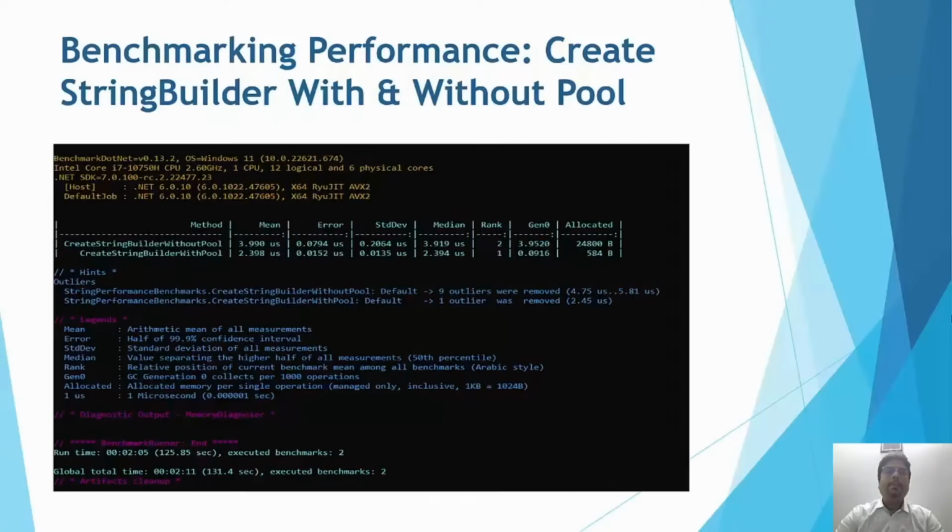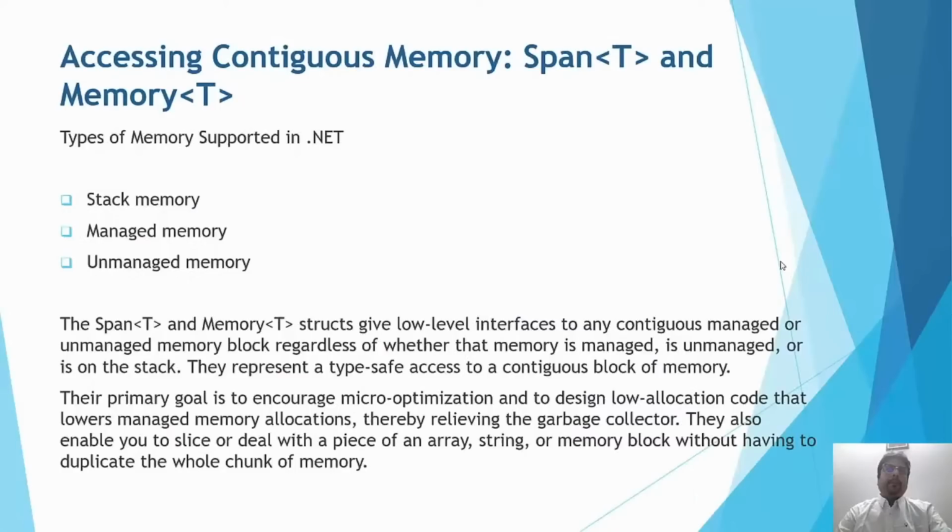And of course there's a difference with respect to the execution time as well. When you are using pool, it takes less time. When you are not using a StringBuilder pool, it takes more time, because in every case it needs to create an instance. And in case of a StringBuilder pool, it can reuse the instances. Okay, we all know that accessing contiguous memory is much faster compared to accessing non-contiguous memory. We will come back to this.